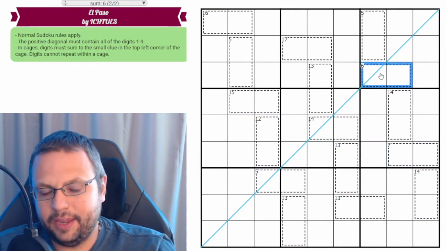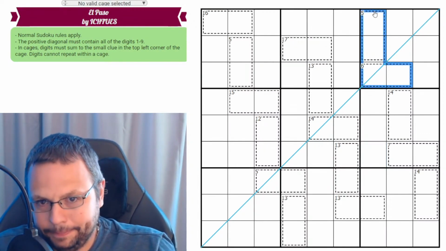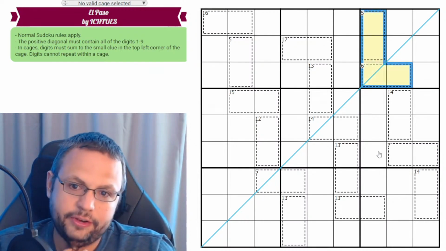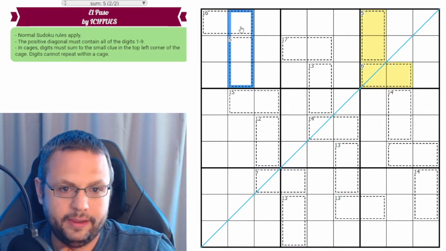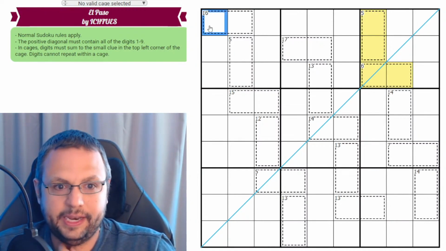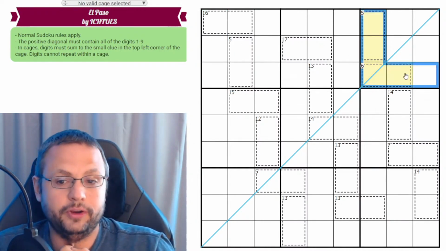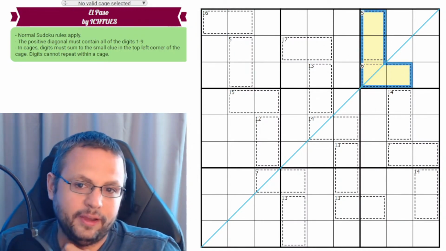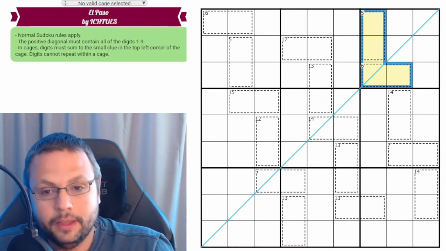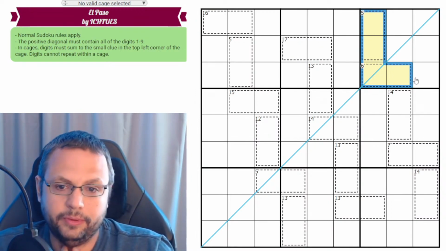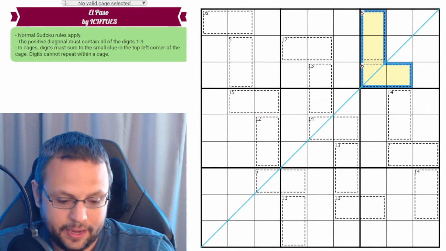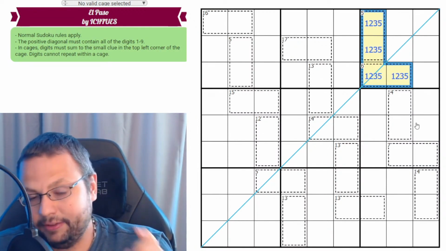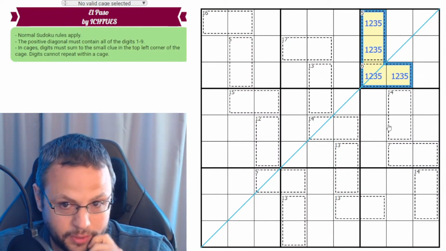So I think we're going to have to think about 5 and 6 cages again. And so let's initially do the sum trick with these. Oh, that's a 16 cage, not a 6 cage. Let's do the sum trick with these. Together, these sum to 11. And so if these together sum to 11, that means they have to be 1, 2, 3, 5. It's the only way to make 11 in 4.